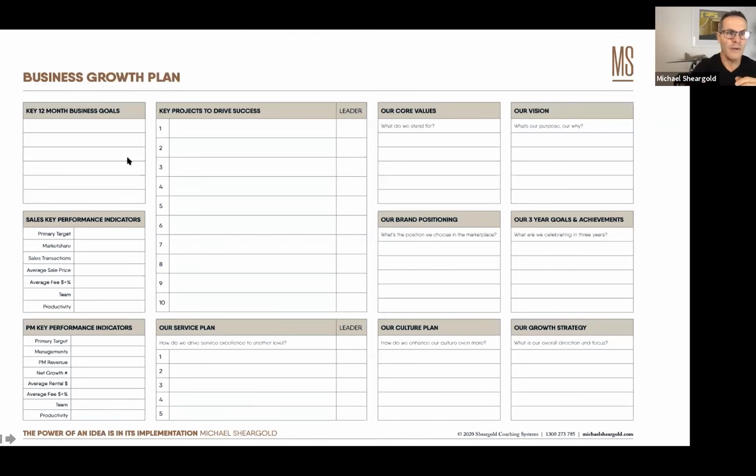So I know we've got key 12-month business goals. They've changed it to what do we want to achieve in the next 6 months. So you can modify this as you choose to, but I'm going to talk about this in the context of 12 months. So how does it work?